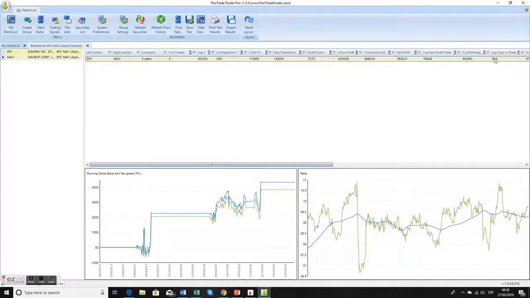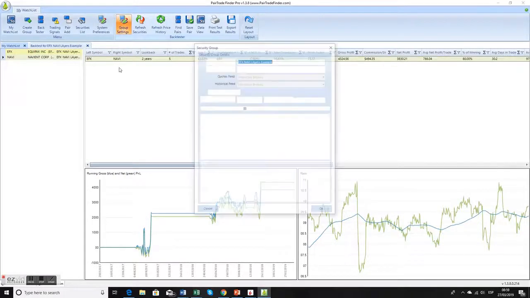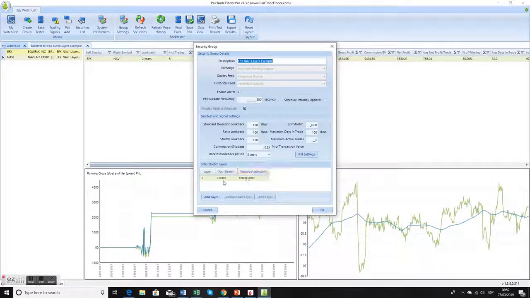The other thing is the average days in trade, this one is over 30. And we want to use our capital efficiently. We don't want to be sitting in the market for too long. We want to try and find ones with the shortest possible average days in trade. So what could you do to try and improve this situation? Well, what we could do, when we go into group settings, is change how we trade the layers.